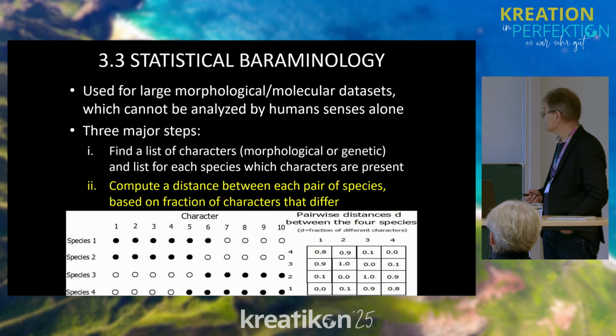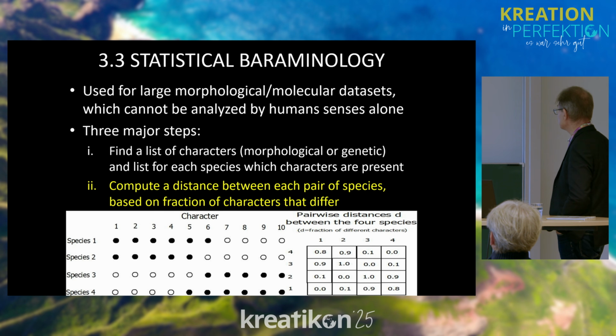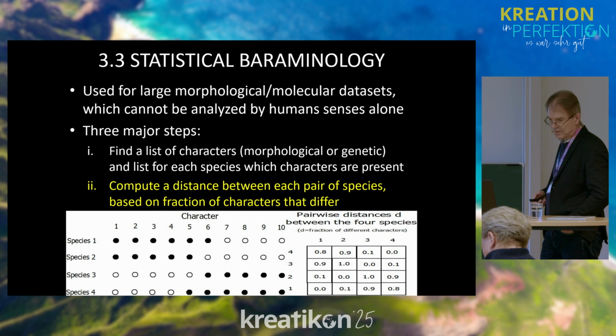And then in the second step, you compute a distance between each pair of species based on the fractions of characters that differ. So we see here that the distance between species 1 and 2 is 0.1, because only 1 out of 10 characters differs. Character 6 is present in species 1, but absent in species 2. Whereas if we compare species 1 and 3, the distance is 0.9, because they differ in all characters except character 6, where that character is present in both species 1 and 3.